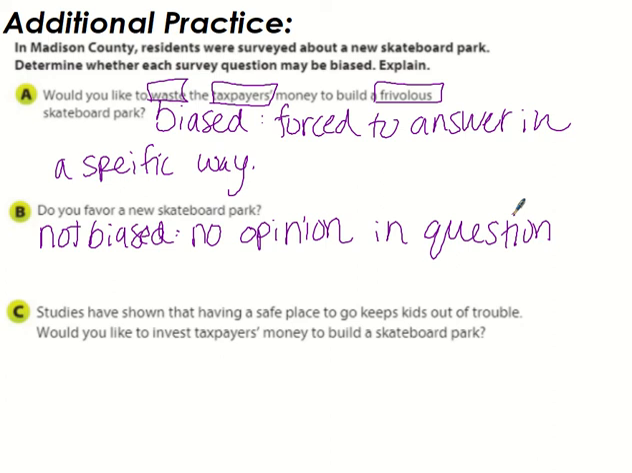All right, last one, C. Studies have shown that having a safe place keeps kids out of trouble. Would you like to invest taxpayers' money to build a skate park? Pause. Biased, not biased. All right, so this is biased again. And that's because it's the opposite opinion of the first one. Okay, there's an opinion in this.